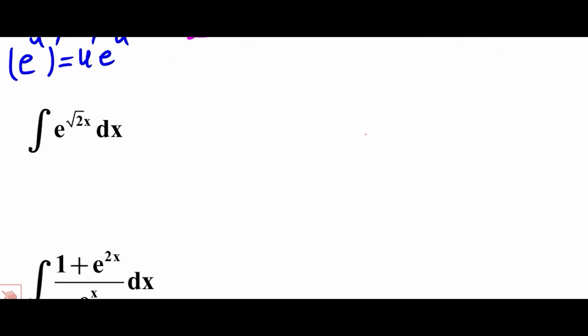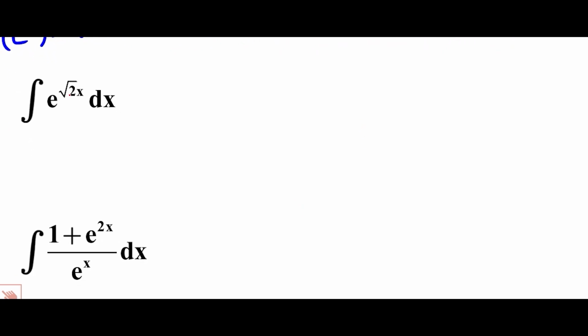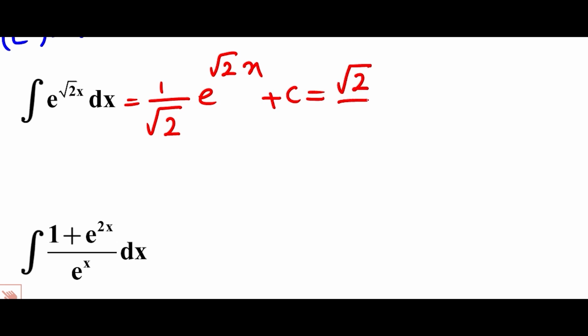Or the integral of e to the square root of 2x. The derivative of the square root of 2x equals the square root of 2. So we have 1 over the square root of 2 e to the square root of 2x plus c, or the square root of 2 over 2 e to the square root of 2x plus c. Here I've rationalized the fraction to make it easier to work with, right?